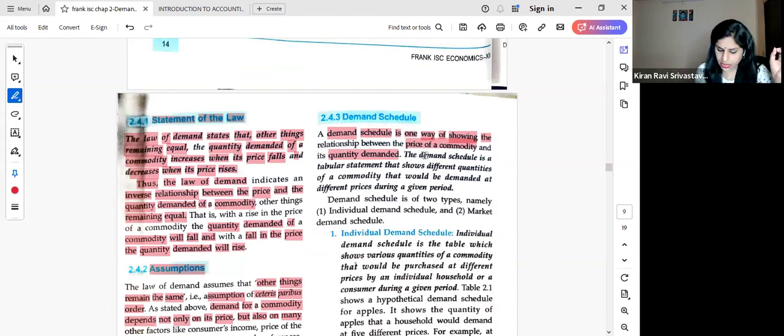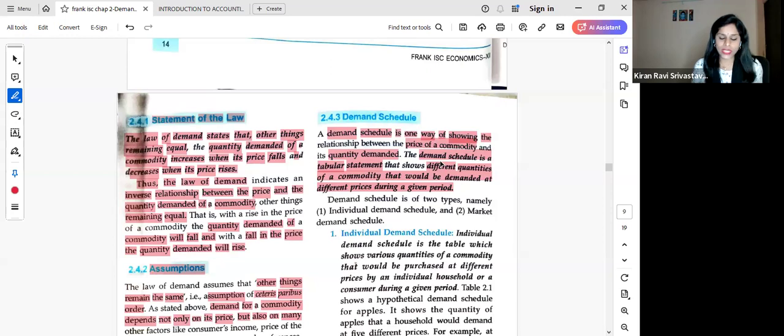So what is a demand schedule? The demand schedule is a tabular statement. It is a tabular statement because we'll be making a table. From the word table, it comes tabular. A tabular statement that shows different quantities of a commodity that would be demanded at different prices during a given period of time. I remember the first definition of demand that we have learned. The main difference between want and demand is that demand is always expressed with respect to time and with respect to price, P and T.